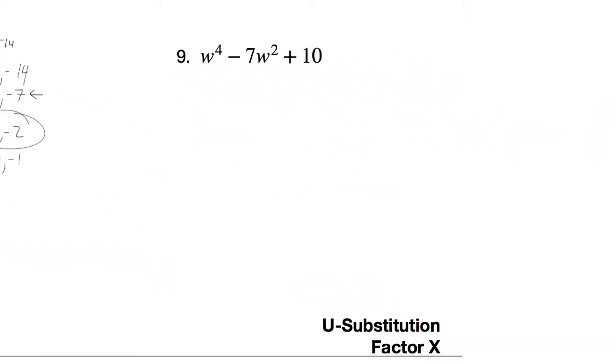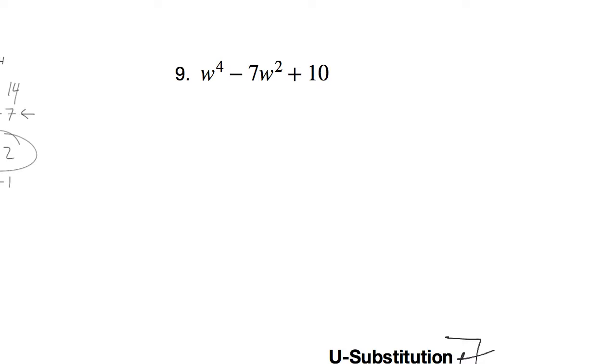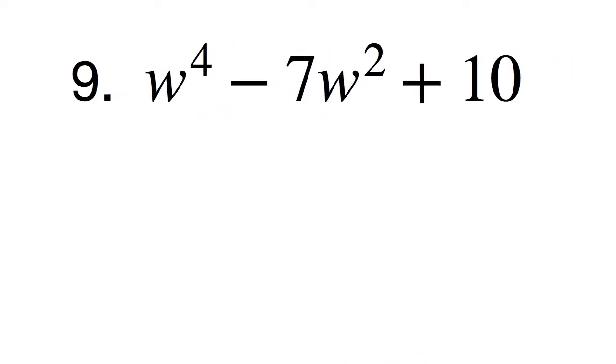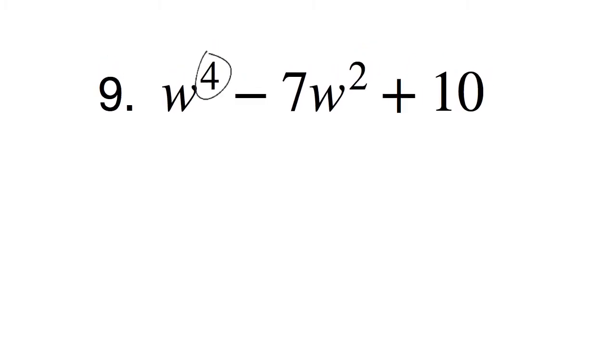I'm going to do both of these at the same time. I'm going to show you factor x, but I'm going to do a U-substitution first. So here, we don't have a quadratic trinomial, we've got a quartic trinomial. Look at this, a 4 and a 2, that's not what we're looking for. These exponents are too high. So what you can do is a U-substitution, and that just means I'm going to let u equal w squared. This works because it's a 4 and a 2 in a special case.